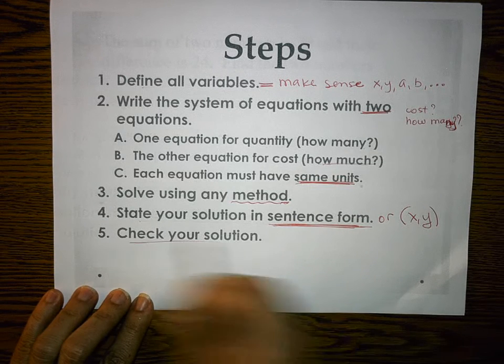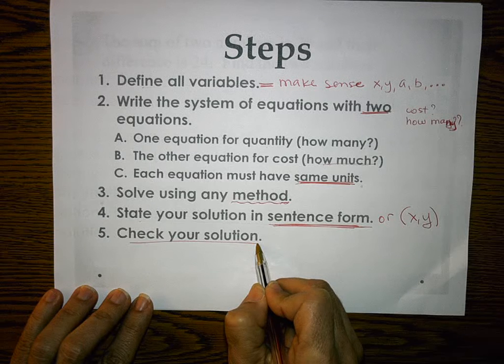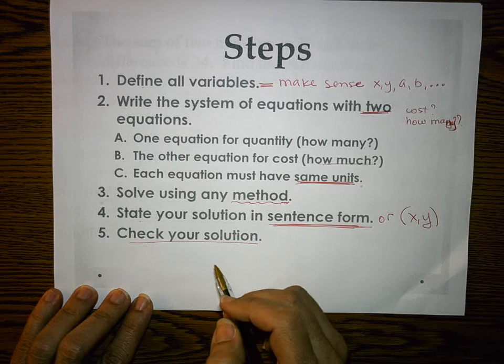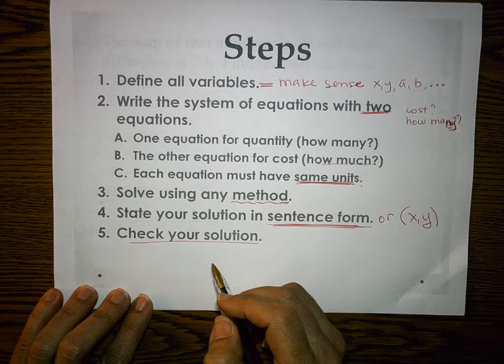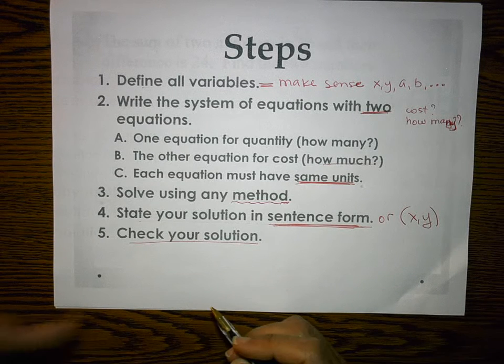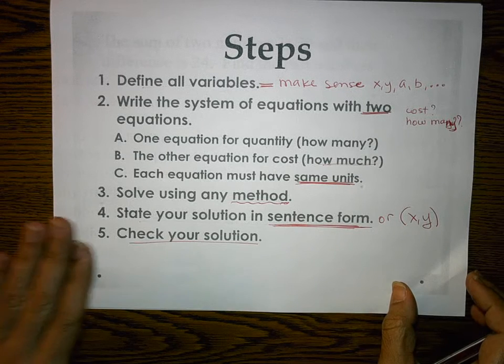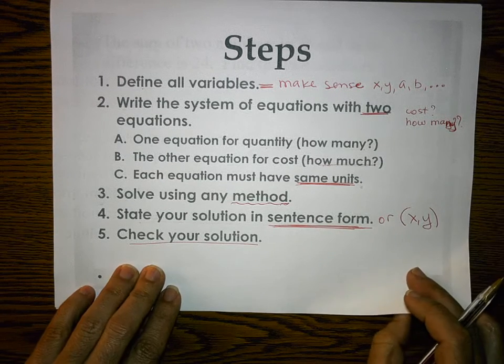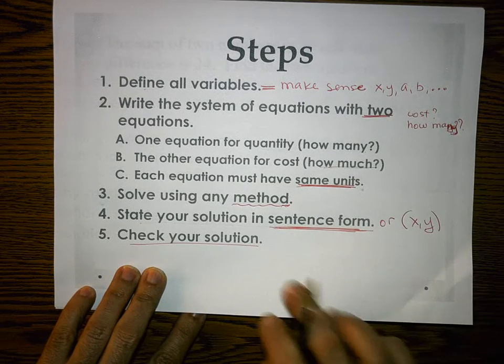And then check your solution. Does it make sense, what you found? A negative amount of dollars doesn't make sense. A negative amount of people doesn't make sense. Sometimes you have positive numbers, but they don't add up to the total number that was given in the beginning. So check your solutions. Just do a quick little check in your calculator or mental math, or just a little work on the side, okay?